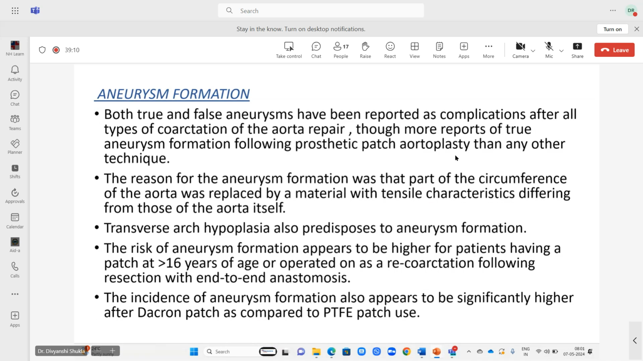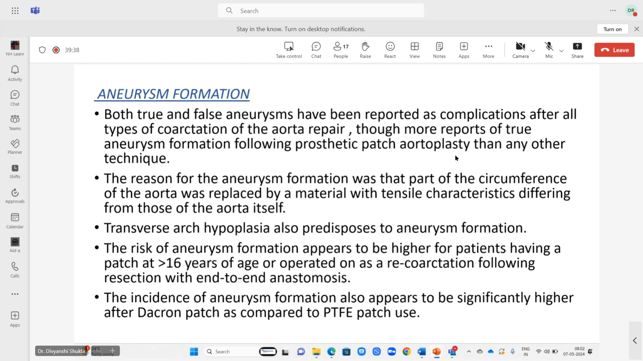The next is aneurysm formation. Both true and false aneurysms have been reported as a complication after all types of coarctation repair, though there are more reports of true aneurysm formation following prosthetic patch aortoplasty than any other technique. The reason for aneurysm formation was that part of the circumference of the aorta was replaced by a material with tensile characteristics differing from those of the aorta itself. Transverse arch hypoplasia also predisposes to aneurysm formation.